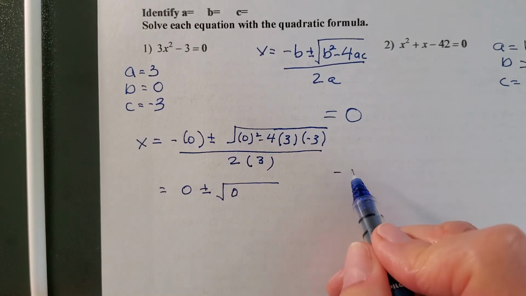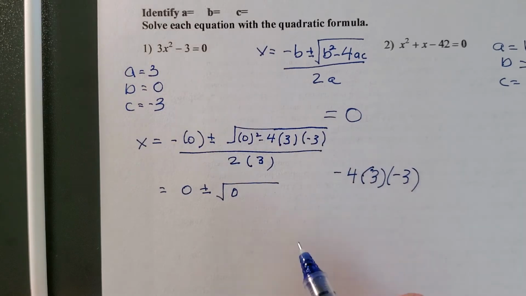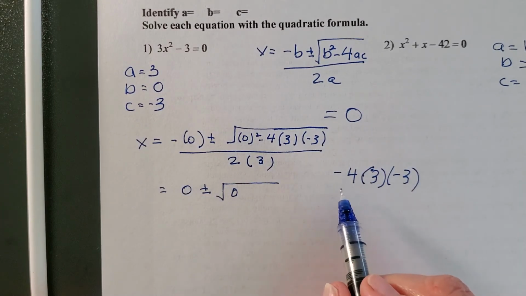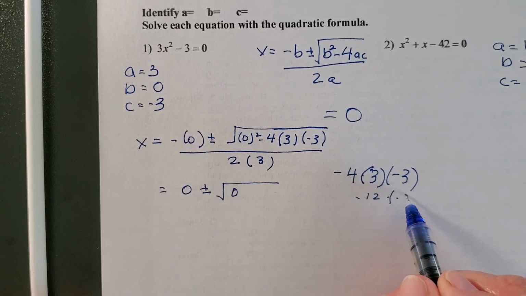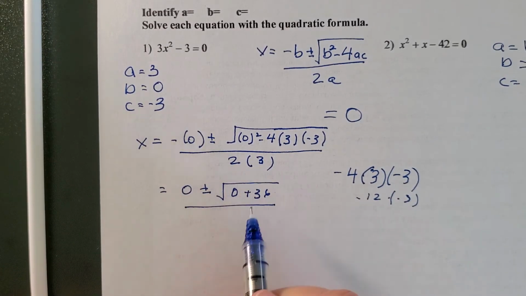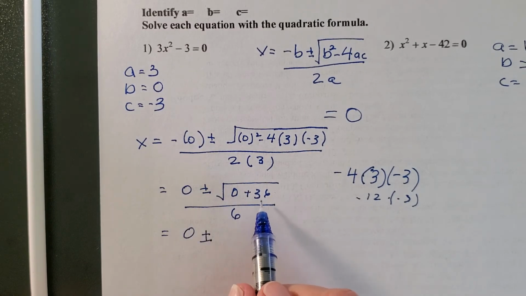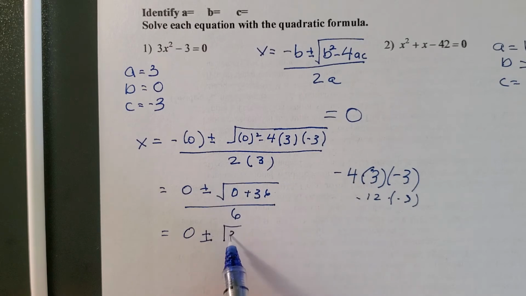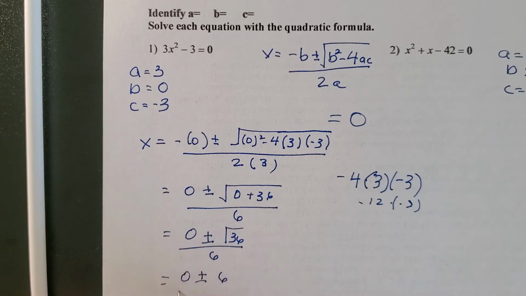I've suggested you do this off to the side. All right, I think that's a better idea. So here you have negative 4 times 3, that's negative 12, times a negative 3 is a positive 36. And 2 times 3 is 6. So we have 0 plus or minus the square root of 36 over 6. What's the square root of 36? 6. So we have 0 plus or minus 6 over 6.